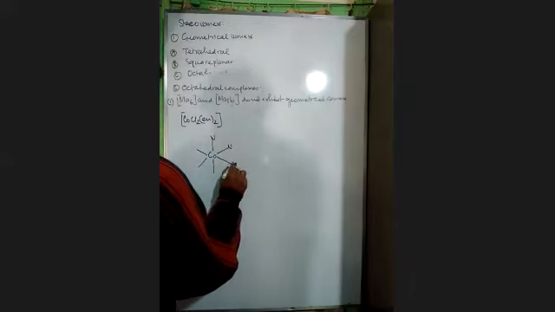Now we'll write this one. [Co(Cl)2(en)2]. Now you know what en is, so I'll write it like this. [CoCl]. I'll first write N, and here I'll write Cl. Then what will I write here?